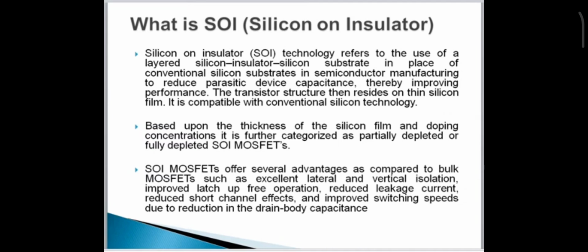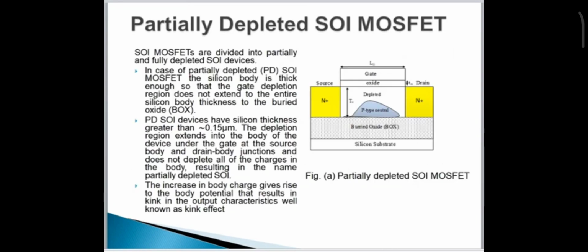Based upon the thickness of the silicon film and doping concentration, it is further categorized as partially depleted or fully depleted SOI MOSFETs. SOI MOSFETs offer several advantages as compared to bulk MOSFET, such as excellent lateral and vertical isolation, improved latch-up free operation, reduced leakage current, reduced short channel effects, and improved switching speed due to reduction in the drain body capacitance.